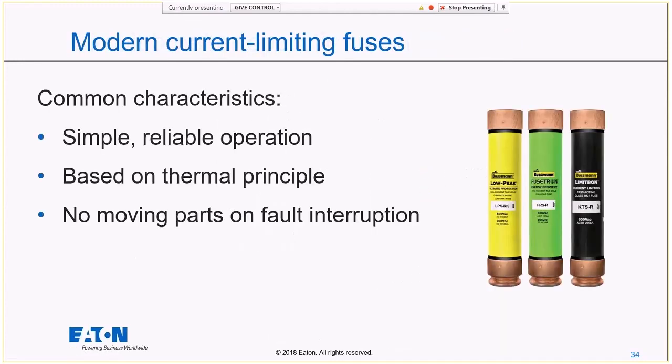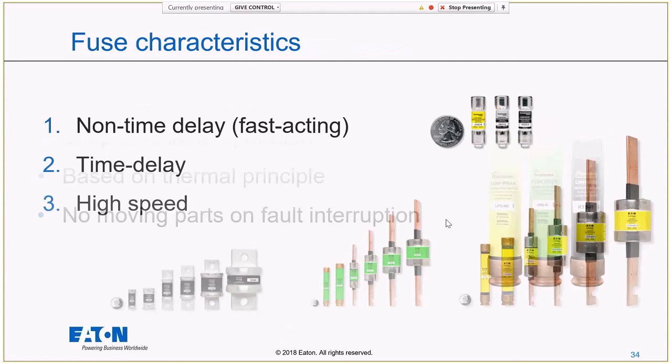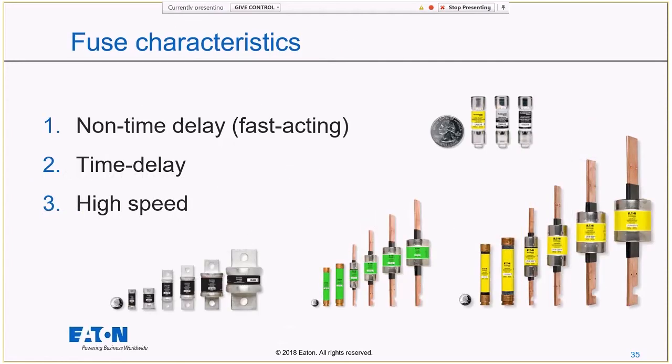Fuses, on the other hand, certainly in comparison to breakers, are really simple. They're kind of dumb in comparison. We don't have moving parts on the fault interruption. It's all based on that thermal principle. So some characteristics of my fuses, right? I might have a non-time delay fuse with Bussmann. A lot of times we call this fast-acting, so non-time delay or fast-acting fuses.